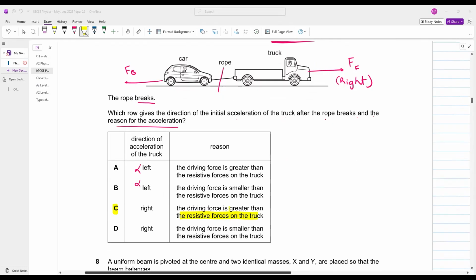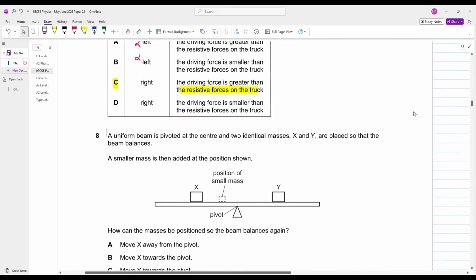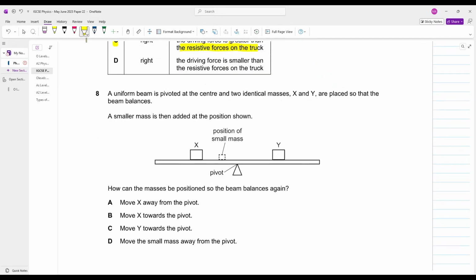C is your answer. Okay, let's move ahead. Let's see this question. A uniform beam is pivoted at its center and two identical masses x and y are placed so that the beam balances. बेटा, beam balance का मतलब क्या हो जाएगा? Anti-clockwise movement will be equal to clockwise movement.